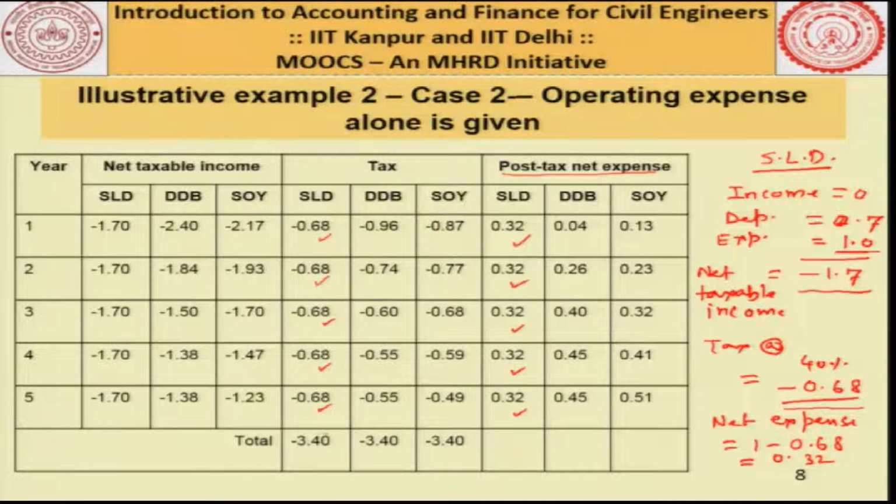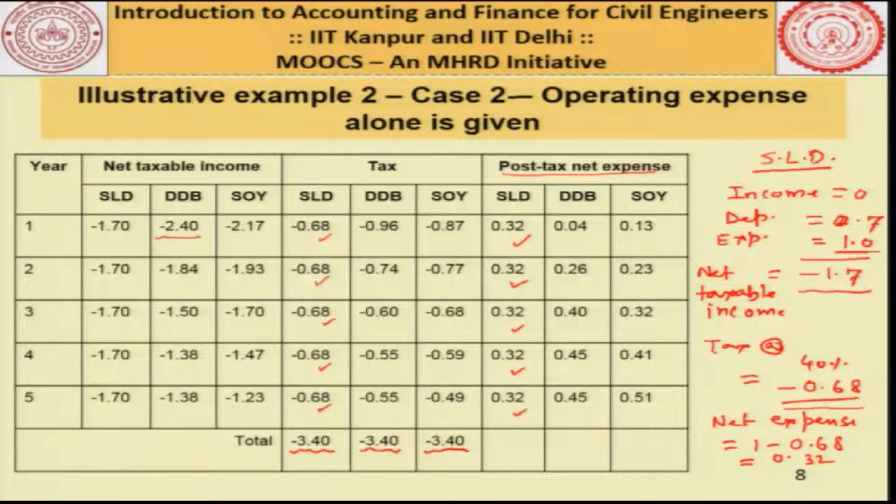Now, if you look at the total tax liability, it is 3.40 in a straight line, double declining also the same, and sum of years digit method also the same. So, what you find here is that the total tax liability remains the same, it is only the timing that matters. Now, a similar analysis you can do using the double declining balance method.